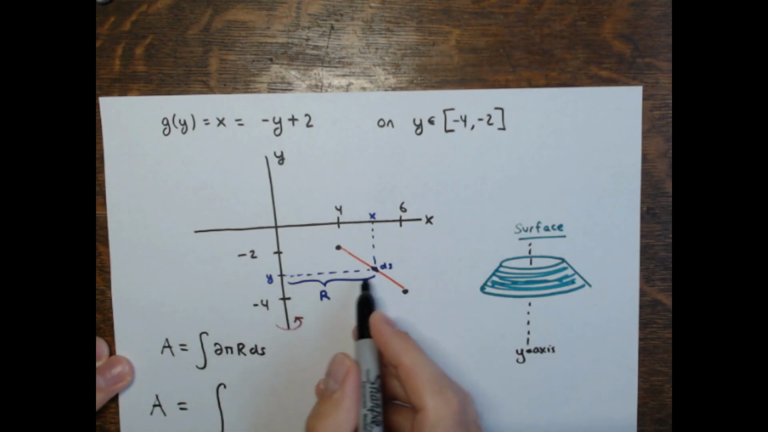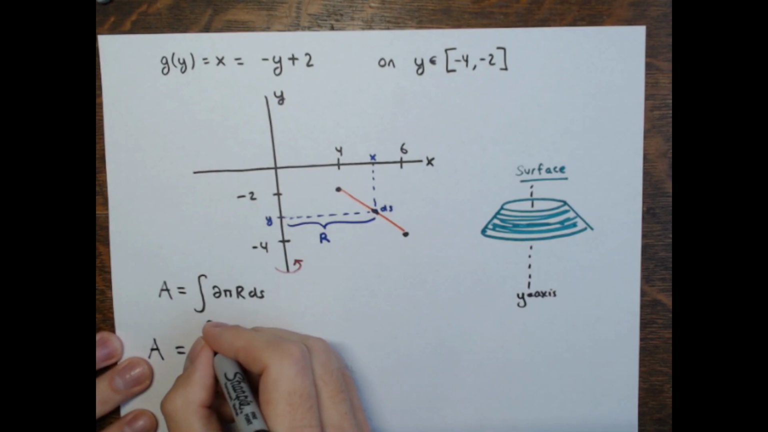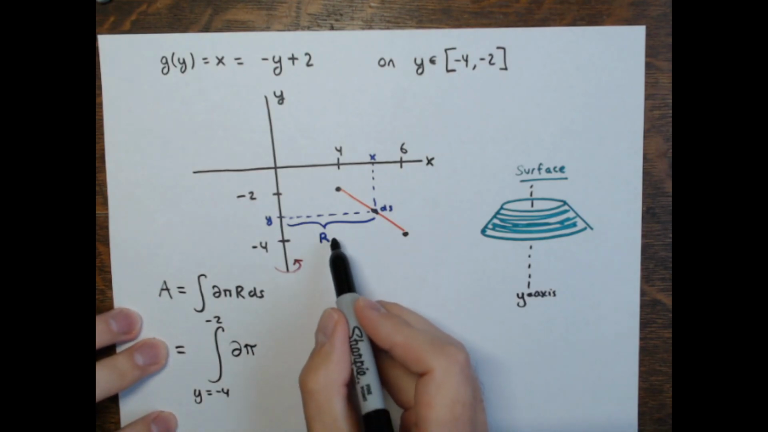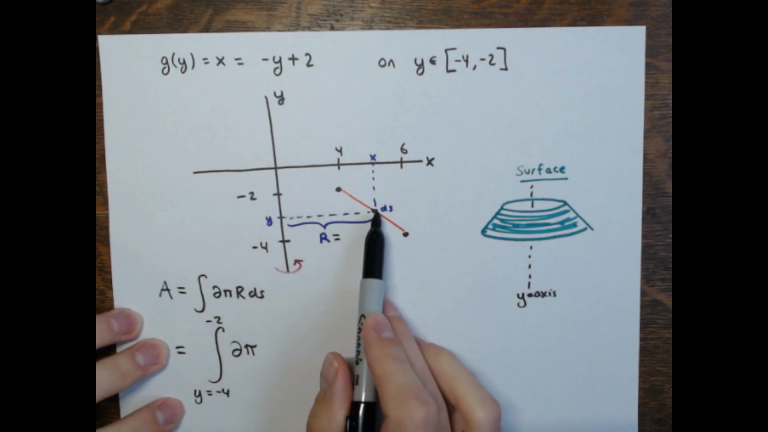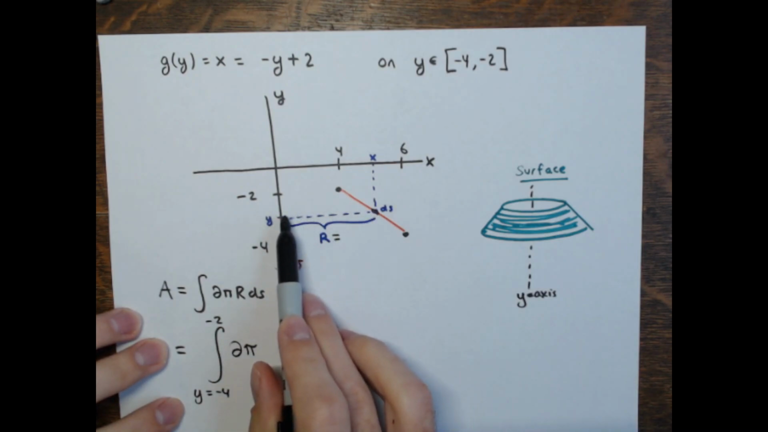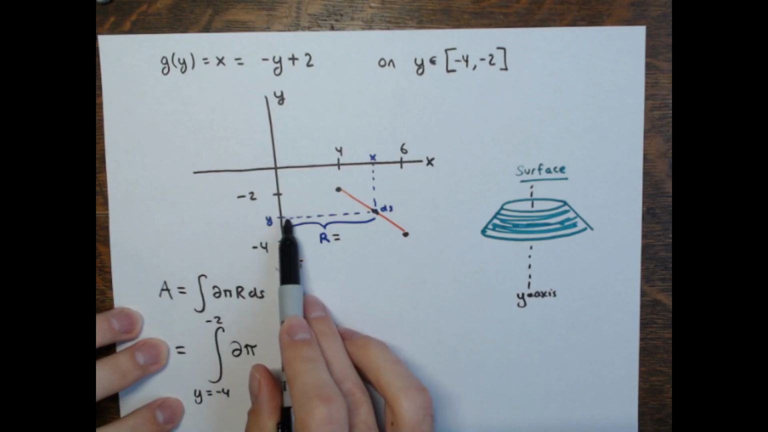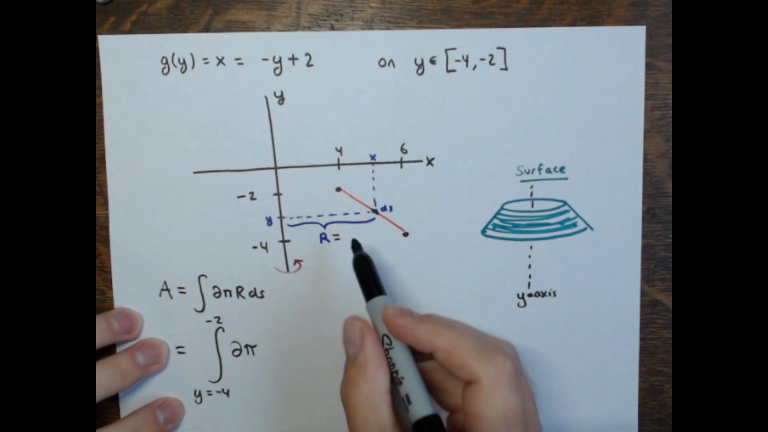I'd be creating these little frustums for every y value from negative 4 up to negative 2 of 2 times pi. Now, if I want to integrate with respect to r, look at this radius here, the radius of rotation. The distance from the line you're rotating around to the curve, that's your radius of rotation, or radius of revolution, whatever you want to call it. That is the x coordinate, right? I'm going left and right. So that's the x coordinate of this point.